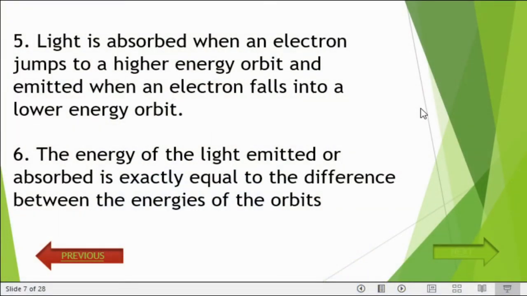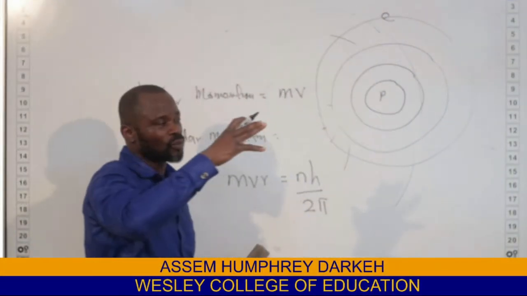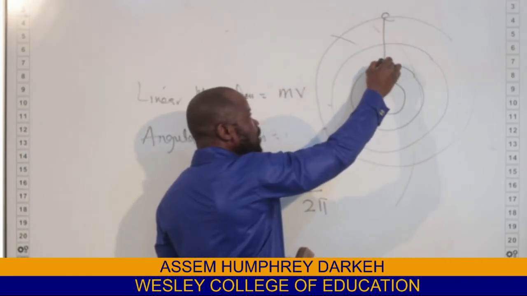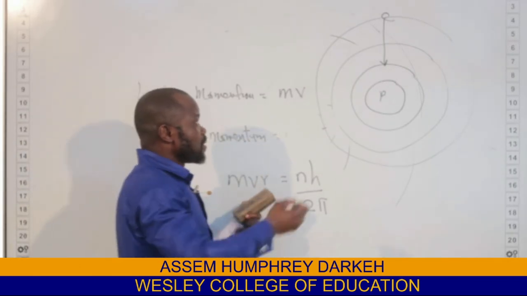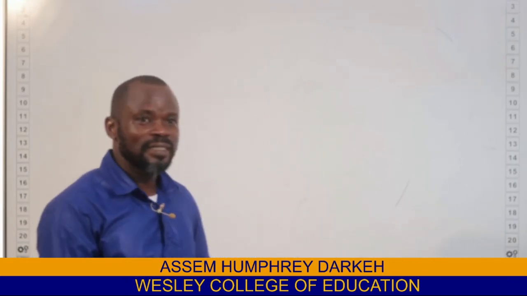Bohr is telling us that given the atom, if for instance this is the nucleus of the atom, and there are so many shells or orbits around this atom, when an electron falls from a higher energy level, if it is here and it falls to, let's say, this energy level, it will release some energy. It will emit energy. Like we said, the assumptions were six. And the sixth one, according to Bohr, is that the energy of the light emitted or absorbed is exactly equal to the difference between the energies of the orbits.